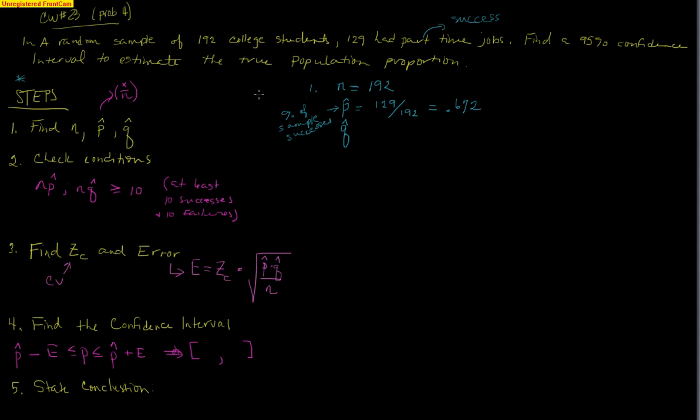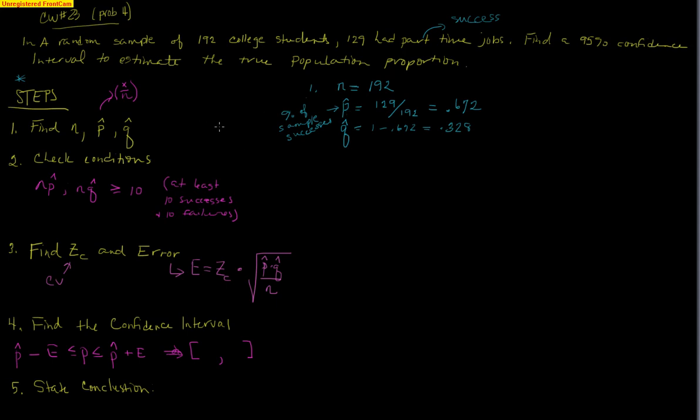Okay, so what about q hat? Well, you know how to do that: 1 minus 0.672. In other words, what's our percent of failures for our sample? That works out to be 0.328. You can do this on your calculator. And that's step one, just defining everything.